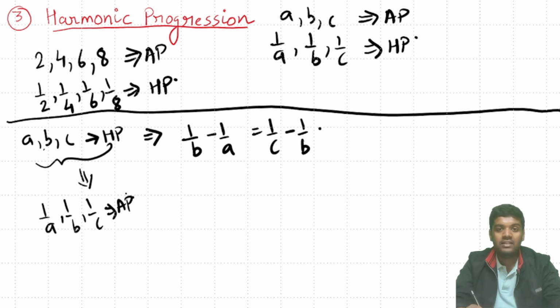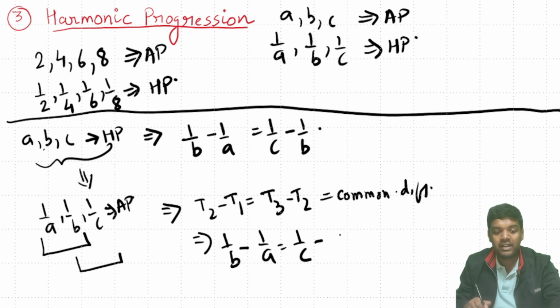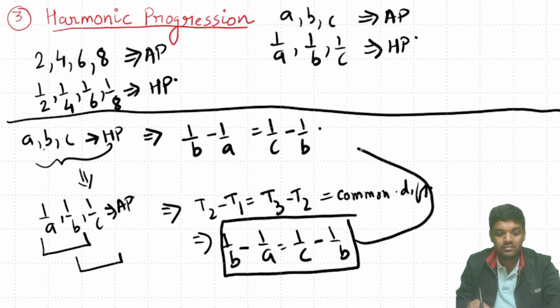Now, we know a rule of AP. The difference between any two consecutive terms will be the same throughout the series. So in this case, the difference between the first term and second term will be the same as the difference between the third term and the second term. This implies that T2 minus T1 will be equal to T3 minus T2, which equals the common difference of the AP. What is T2? T2 is 1 by B. What is T1? 1 by A. Equals T3, which is 1 by C, minus T2, which is 1 by B. Very simple property, just apply logic. It's as clear as that.